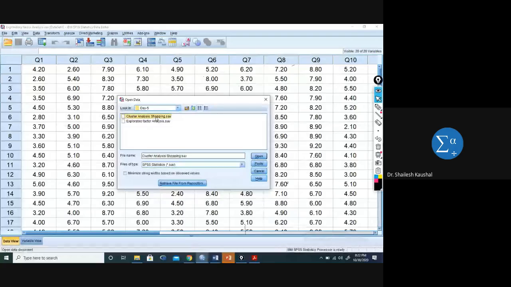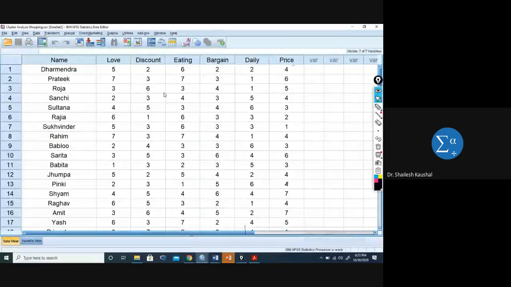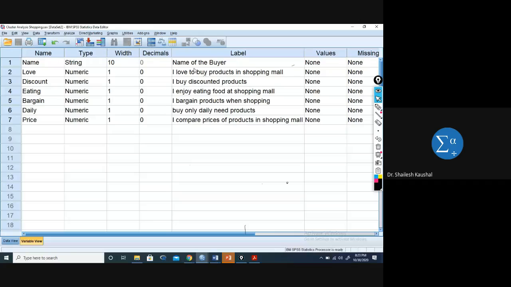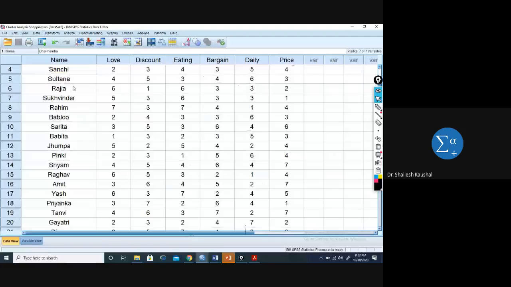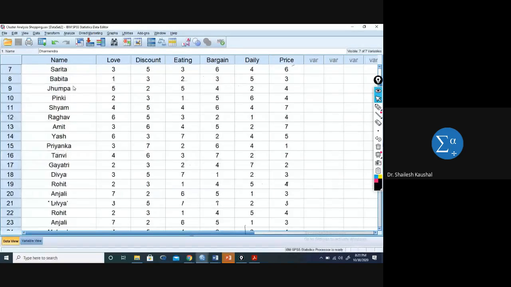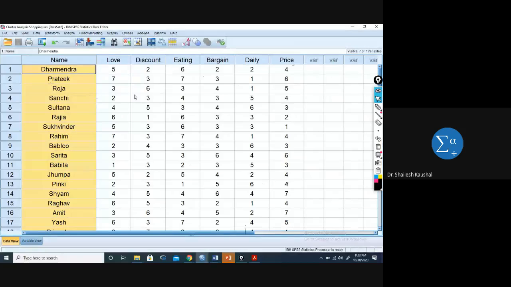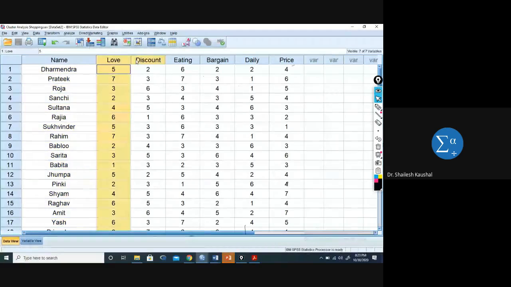of cluster analysis. These are the questions. Here there are 6 questions. You can see here the question number. I love to buy product in shopping mall. I buy discounted product. I enjoy. All are the 6 questions and 1 question related to the respondent. I am explaining cluster analysis with only 25 cases, and these are the 6 questions.